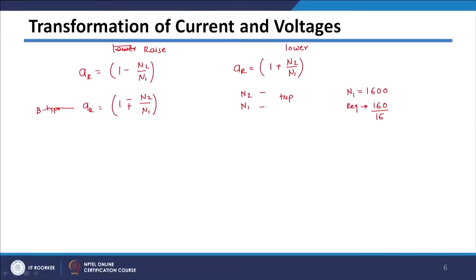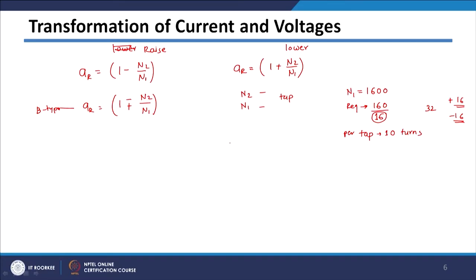And if there are say 16 taps plus and 16 minus, total 32 taps, so for 32 taps there will be 16 plus taps and 16 minus taps. So, the division which you are making is 160 by 16. So, per tap will be having 10 turns.